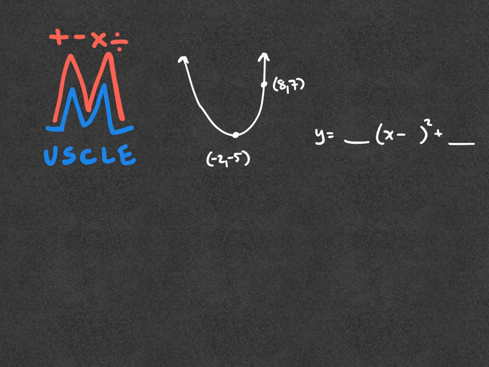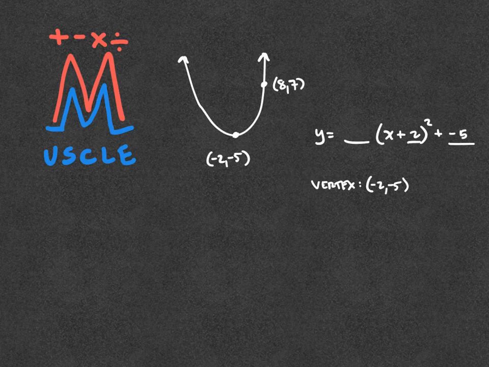All right, our second example for today, we're going to write the equation in vertex form, as we see here with a bunch of blanks. Let's get to it. So we've got a vertex of (-2, -5). I'm going to input that in here. That makes this x + 2, and minus a negative, so + -5.